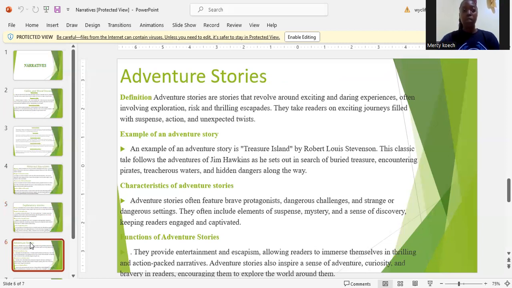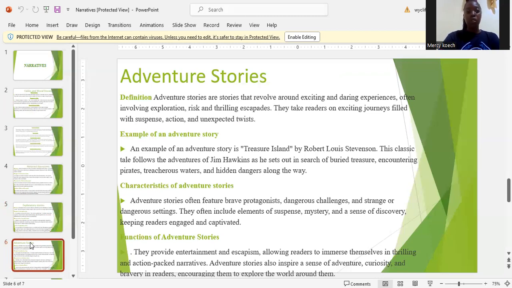Example of an adventure story. An example of an adventure story is Treasure Island by Robert Louis Stevenson. This classic tale follows the adventures of Jim Hawkins as he sets out in search of buried treasure, encountering pirates, treacherous waters, and hidden dangers along the way.